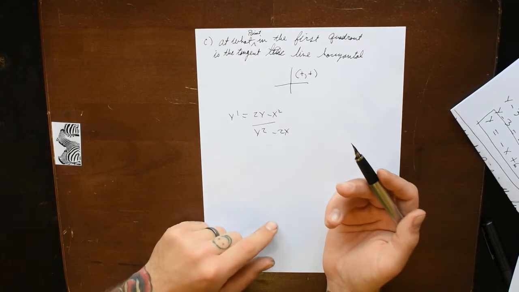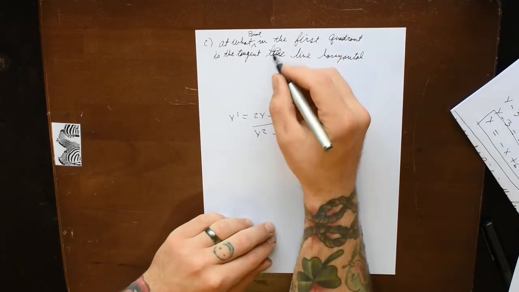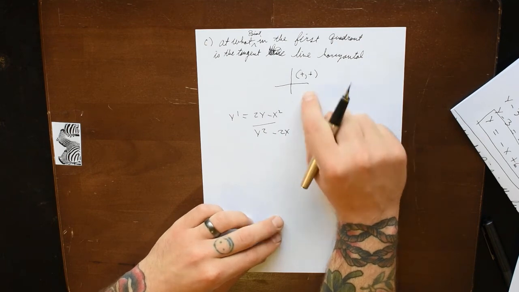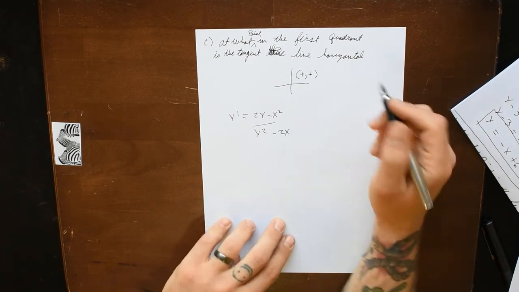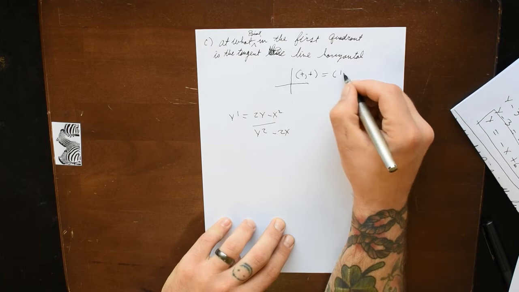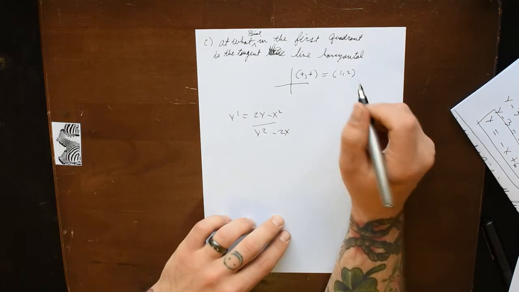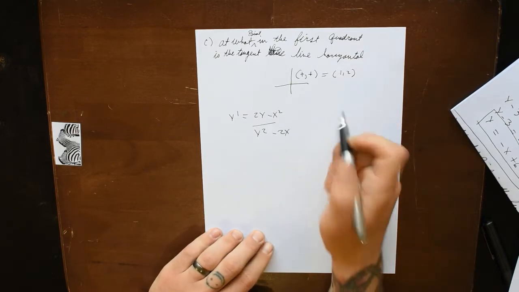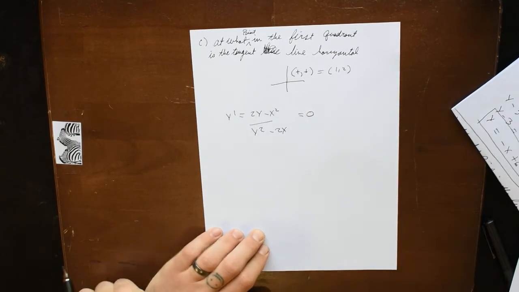At what point in the first quadrant is the tangent line horizontal? Okay. Then I reminded you that the first quadrant is over here where we've got a positive x coordinate and a positive y coordinate. It's like the point 1, 2 for the sake of argument. Where has a horizontal tangent line? Well, that means what values make that derivative equal to 0.